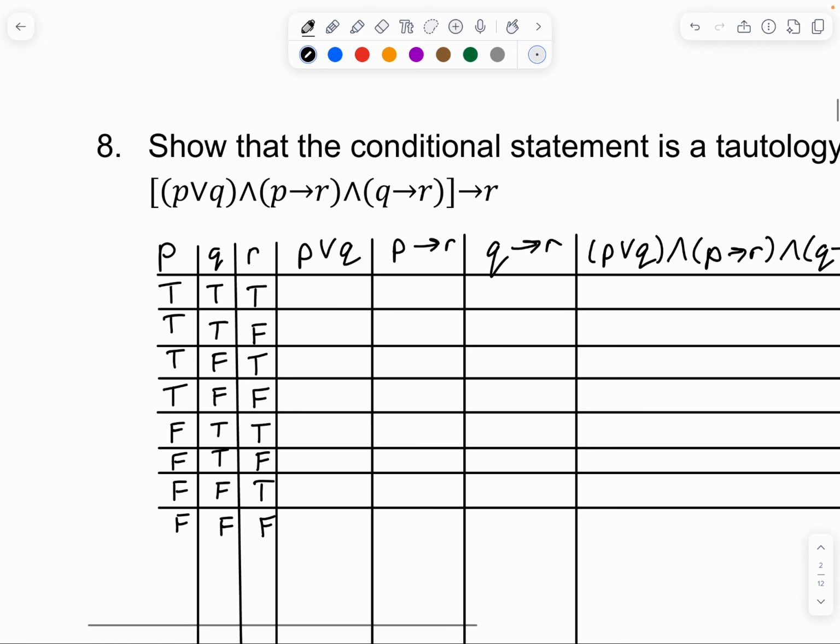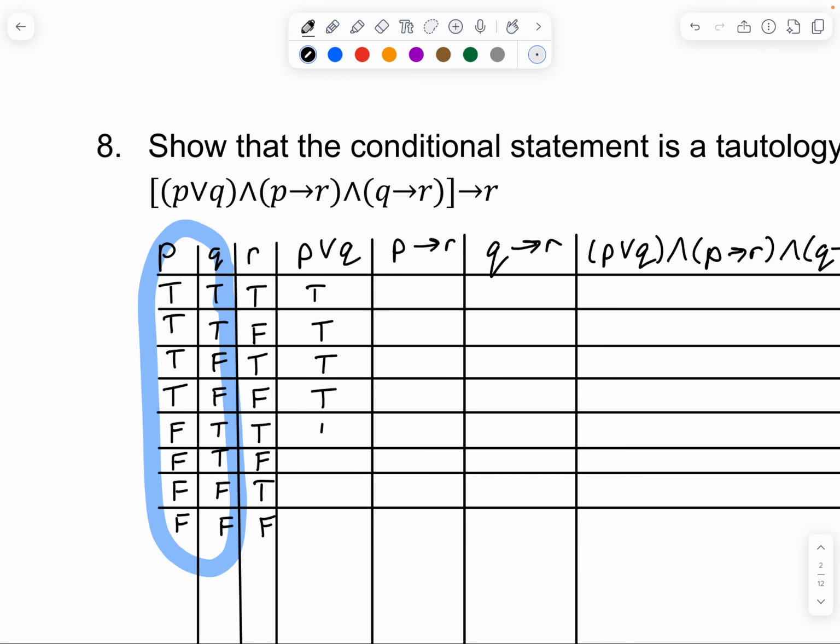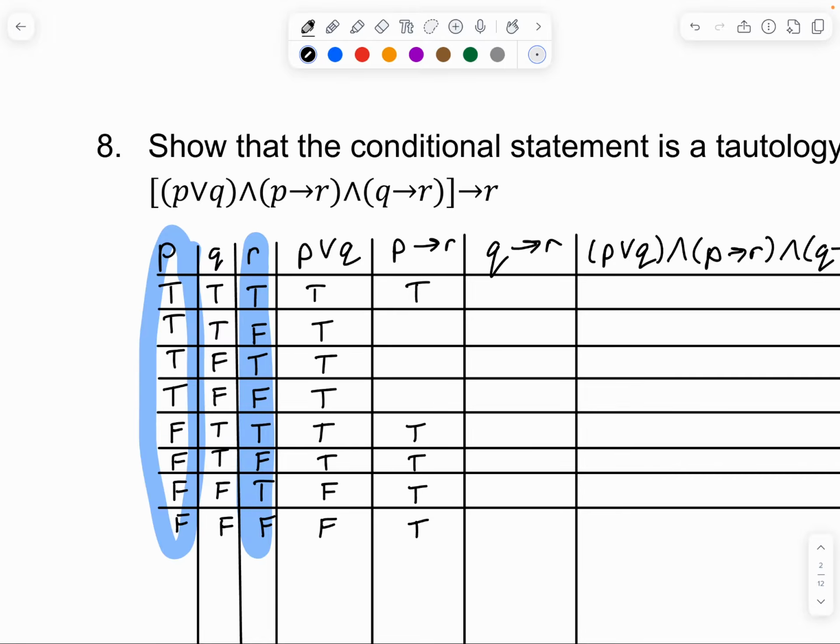All right. So first P or Q. Let's see. I'm looking at these two columns. If at least one is true, the or is true. So the only time it is false is when they're both false. Then we've got P implies R. I find it easiest to first look for whenever P is false, because that automatically makes it true. And then I go back and look, well, if P is true, then R has to also be true. Okay, so the times it's false are these two right here.